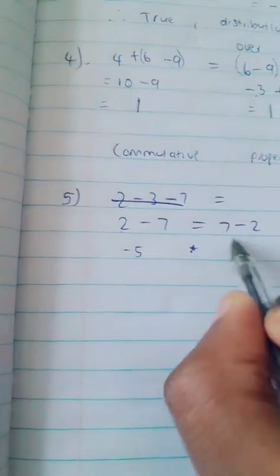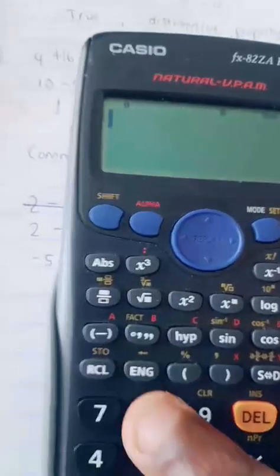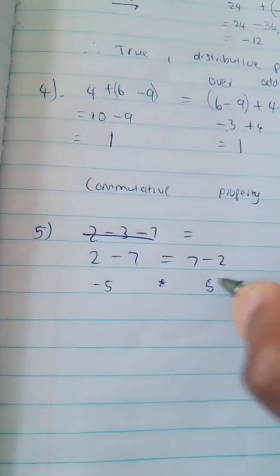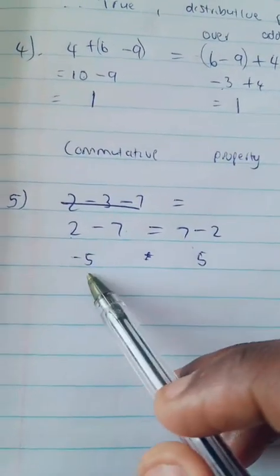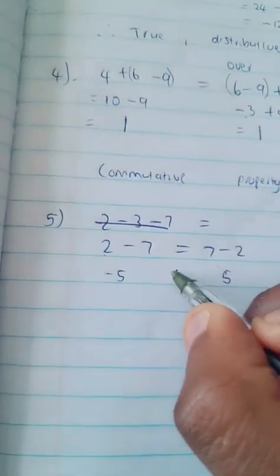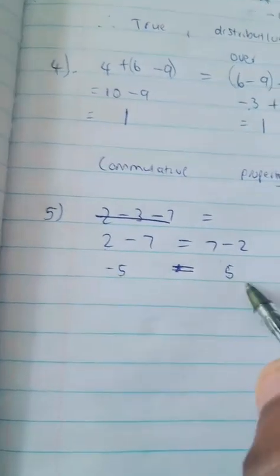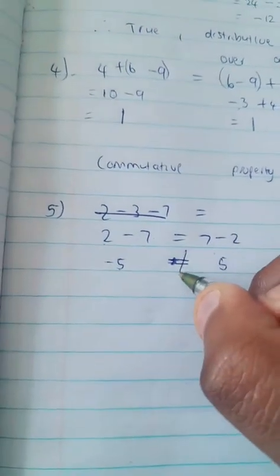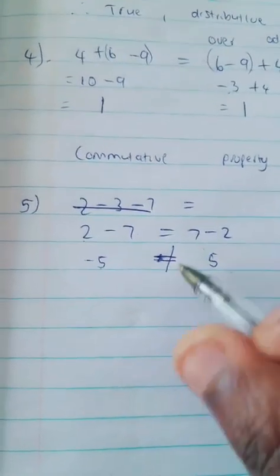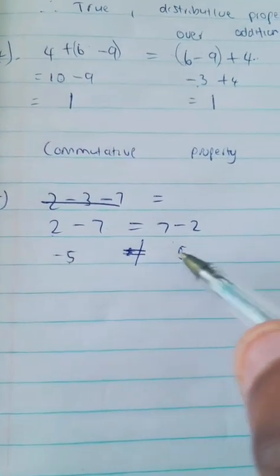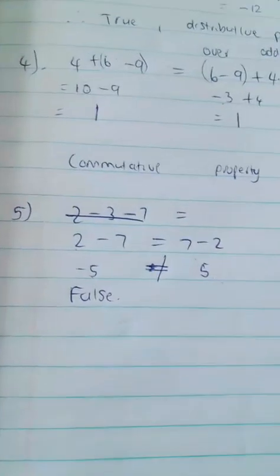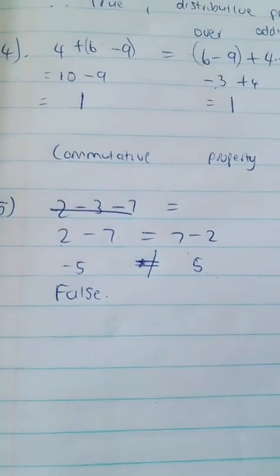Let's look at the right side. 7 minus 2. I get 5. That's positive. So I have a negative 5 and a positive 5. Guys, are these two equal? Can you say negative 5 is equal to positive 5? So is this true? No ways. So I write this line to show that negative 5 is not equal to 5. So this statement is false.